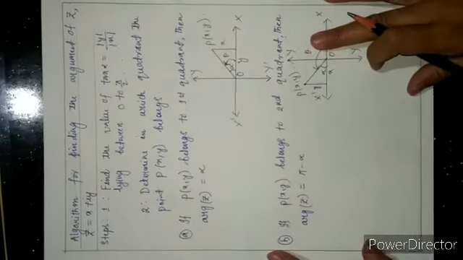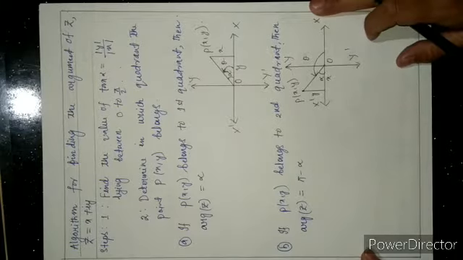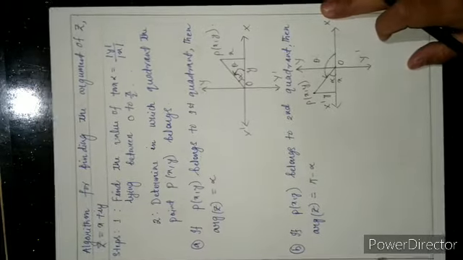Next topic. Algorithm for finding the argument of z. Complex number z is equal to x plus iy. Argument means the angle made by the line OP. Here point P represents the given complex number.